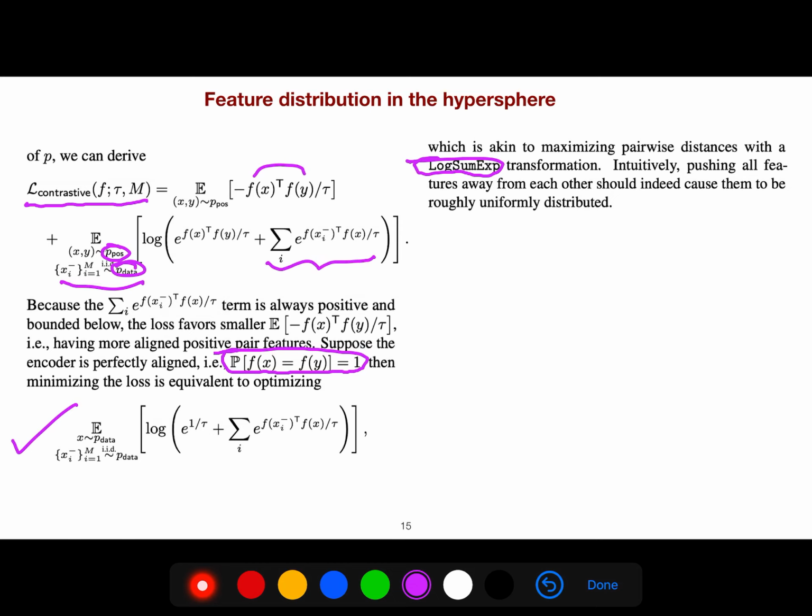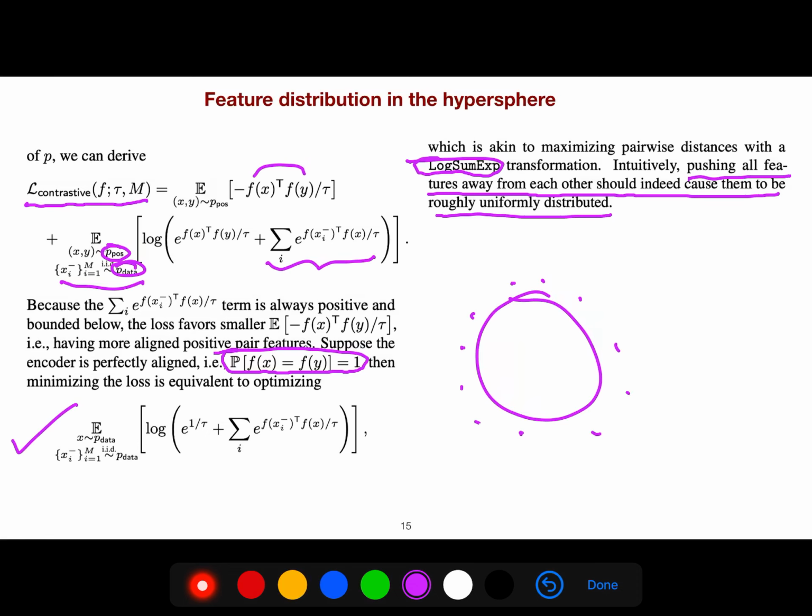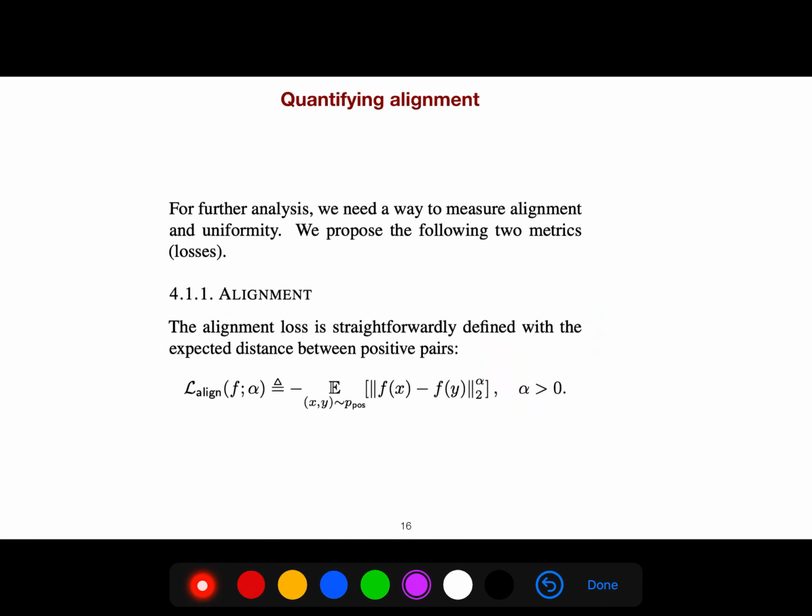Intuitively, pushing all features away from each other should indeed cause them to be roughly uniformly distributed. Because if you push them away, then we expect that they become like a uniform distribution. So we need a way to measure alignment and uniformity.